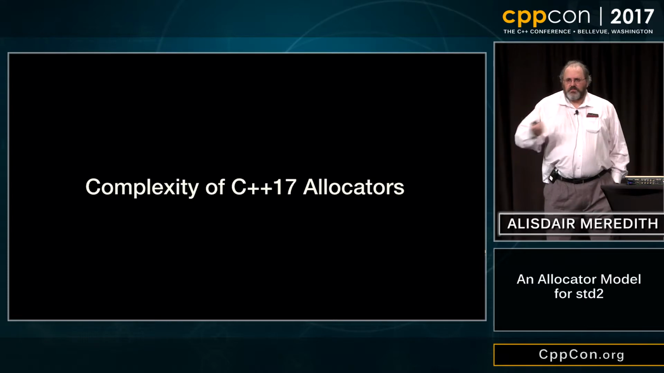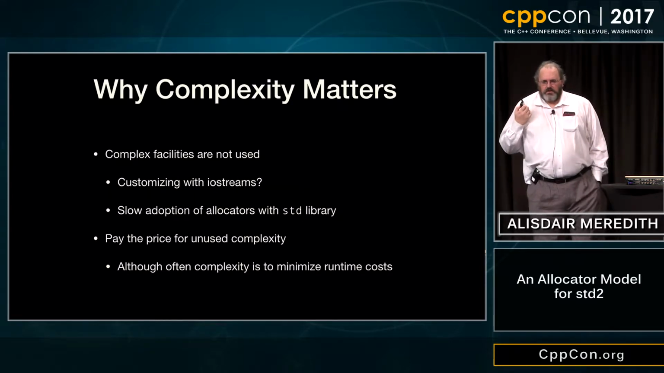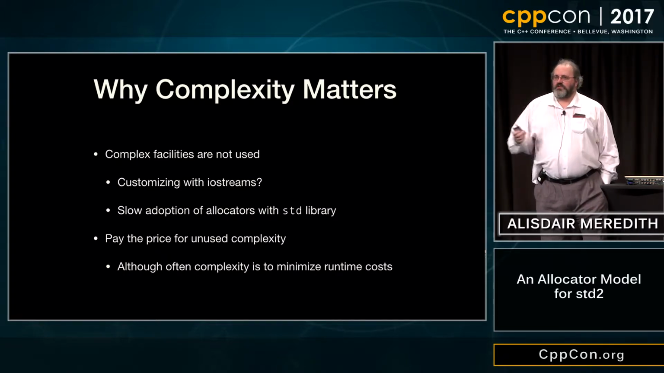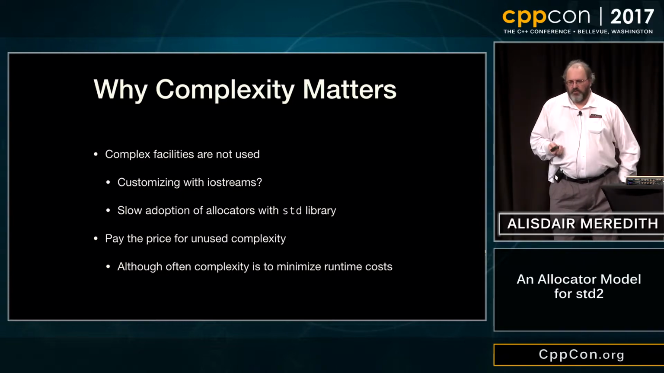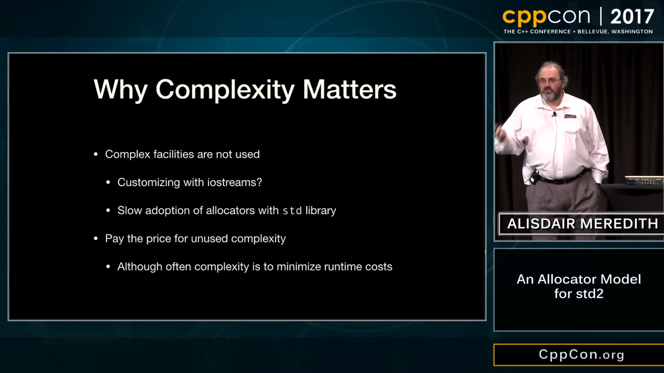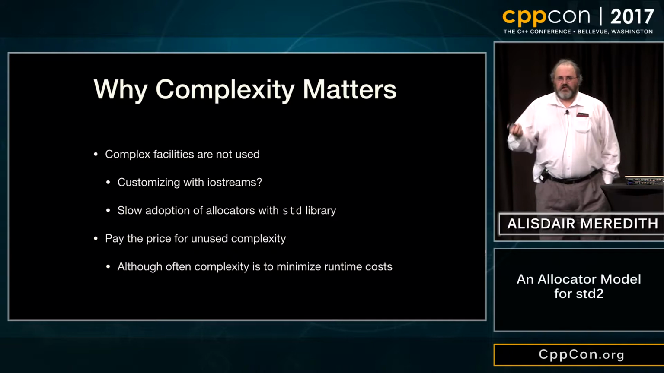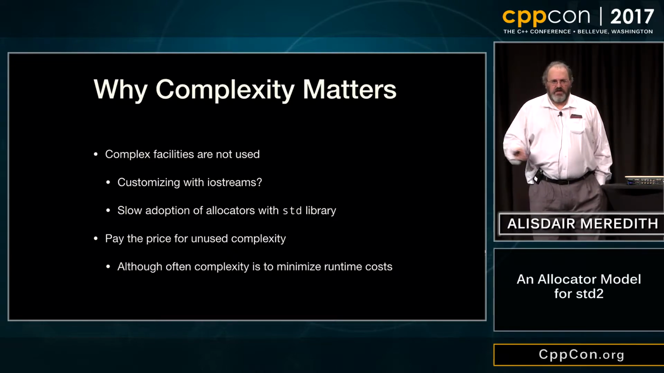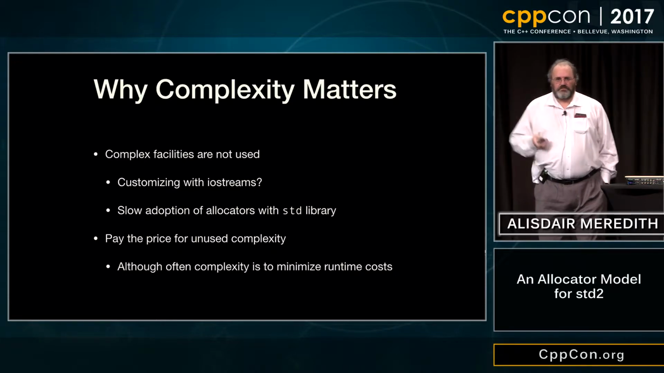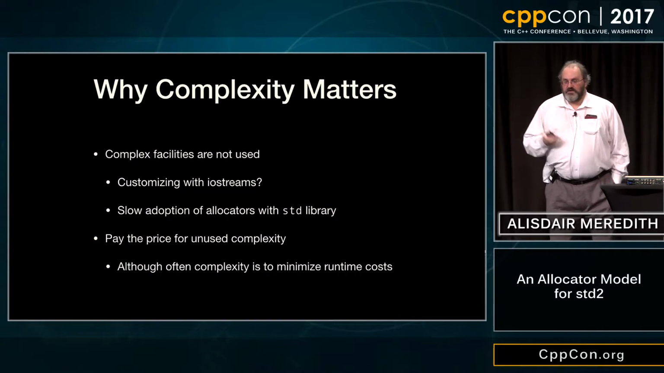So the complexity of C++17 allocators is a problem. Why does complexity matter? Complex facilities frequently are simply not used. They're intimidating. They're more work than people want to run into. A good example is C++98, where we had a very powerful IO streams facility. And I know very few people that do anything other than use the straight IO streams that come out of the ISO standard. In fact, they often don't use them as templates. They just use the typedefs of standard stream and upload a few insertion operators, and that's it.